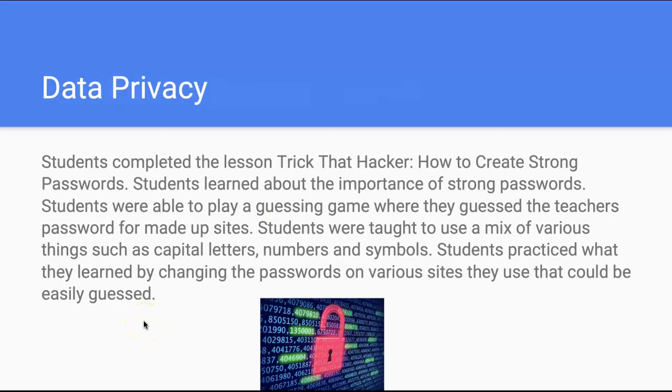To work towards protecting student data and privacy, we completed a lesson called Trick That Hacker, how to create strong passwords. Students learned about the importance of strong passwords. Students were able to play a guessing game where they guessed the teacher's password for made-up sites. Students were taught to use a mix of various things such as capital letters, numbers, and symbols when they're creating their different passwords. Students practiced what they learned by changing the passwords on various sites they use that could be easily guessed.